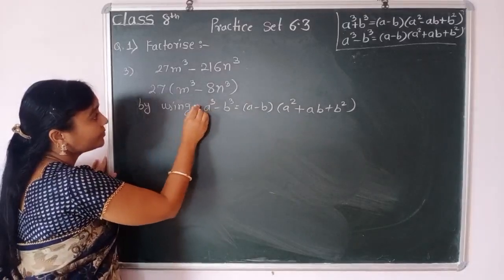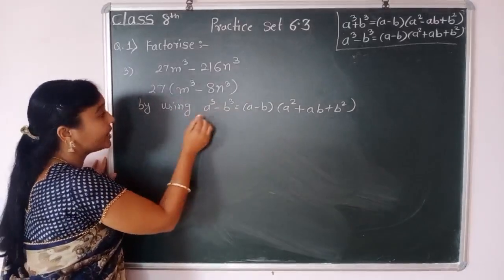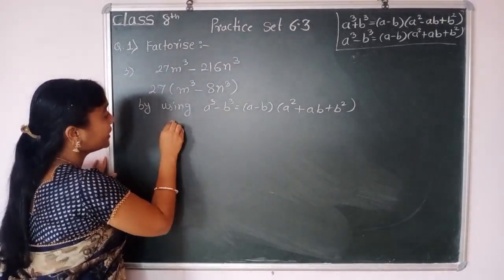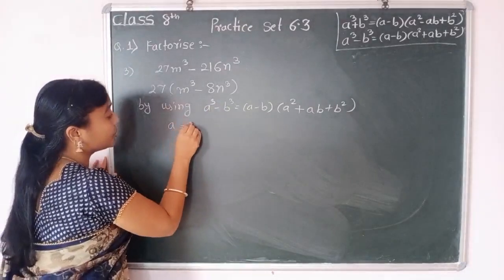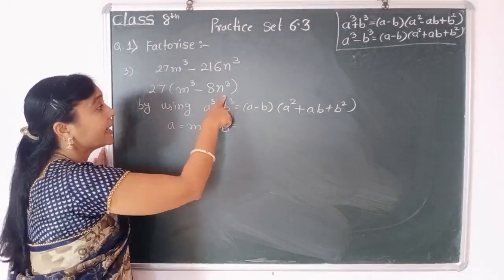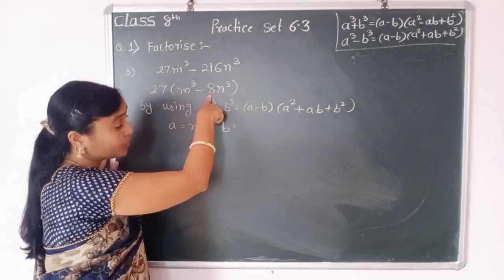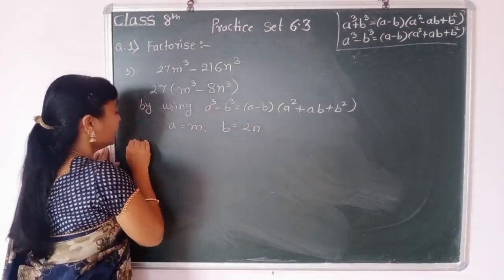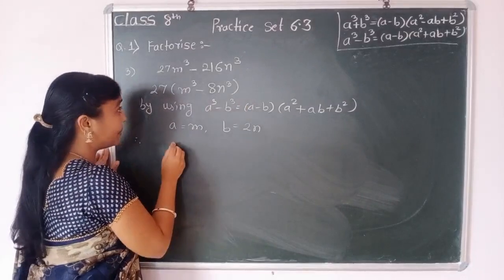Now what are the values of a and b? Compare this formula to this example. a cube means m cube, so a equals m, and b cube means what is the cube? 8 n cube, and 8 is the cube of 2. So b's value is twice n. Then put these values in our formula.